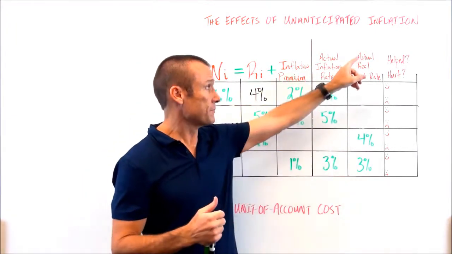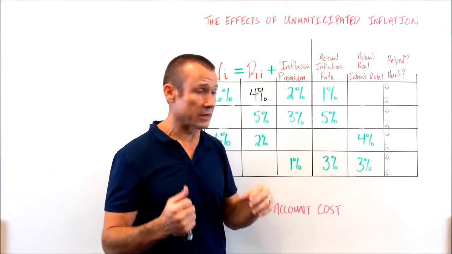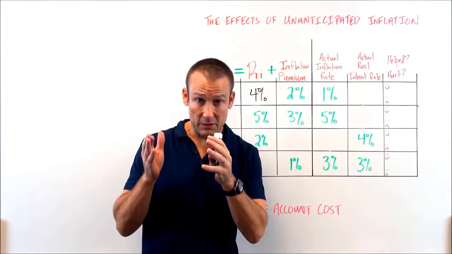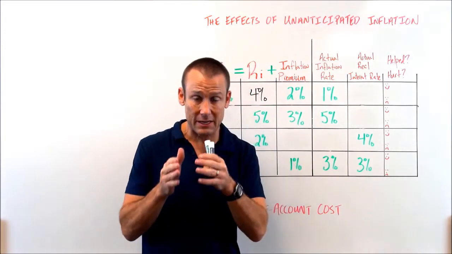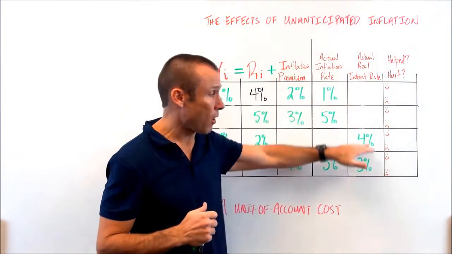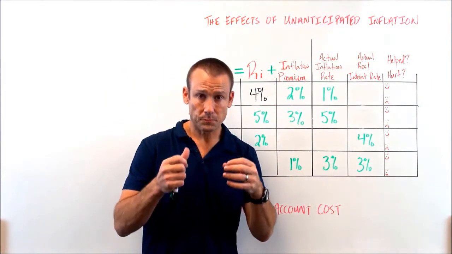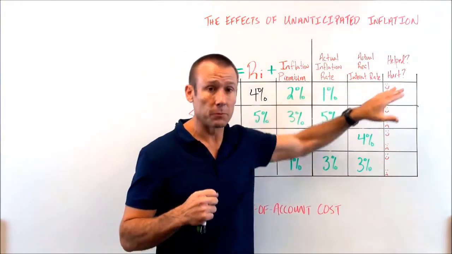The actual real interest rate. At the end of the day, this is what we really care about, okay? What is the actual real interest rate? For the lender, this is the percent increase in goods and services you're actually going to be able to buy, the percent increase in purchasing power you're actually going to get. And from a borrower standpoint, this is telling them basically how much they're going to have to work to pay this thing off. And then I've got the help to hurt column.